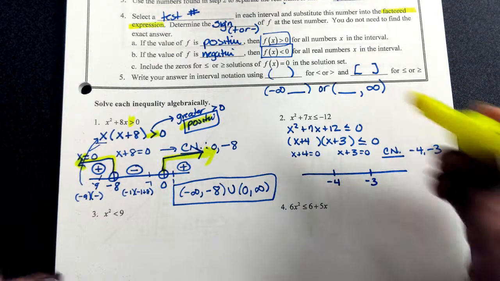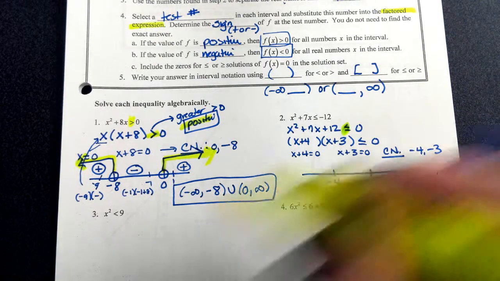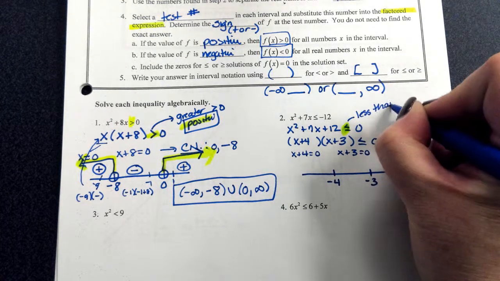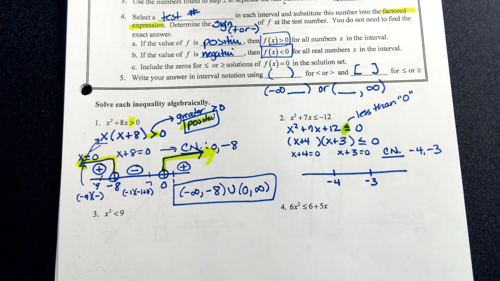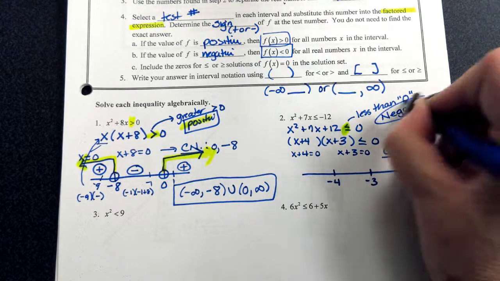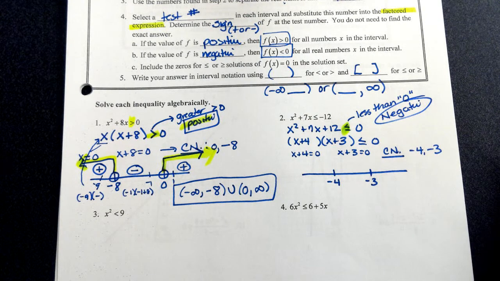So now this is a less than or equal to 0. What kind of numbers am I looking for to be my solution? Are they going to be the positive numbers or the negative numbers? Negative. So I'm going to be looking for negative intervals. The negative will have my solution.